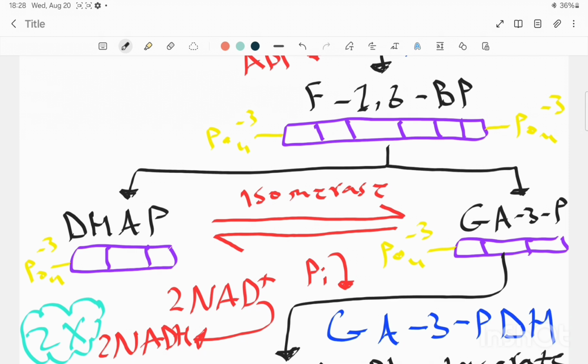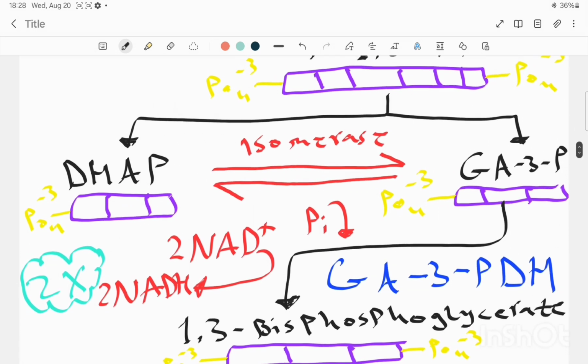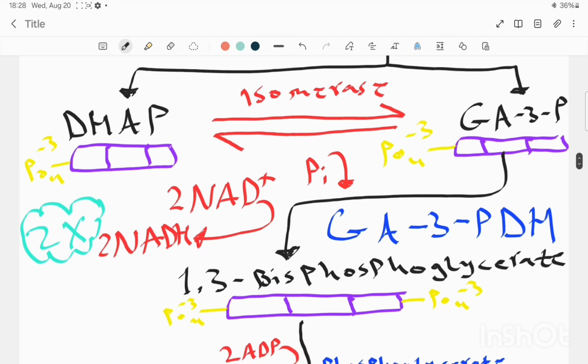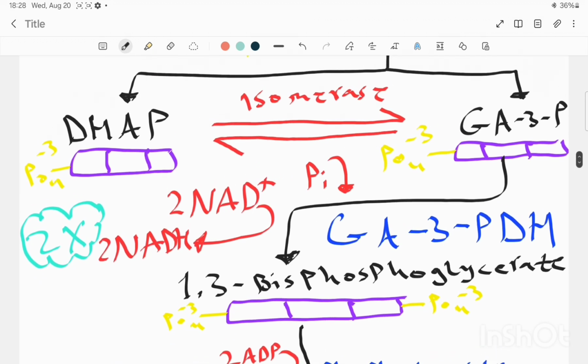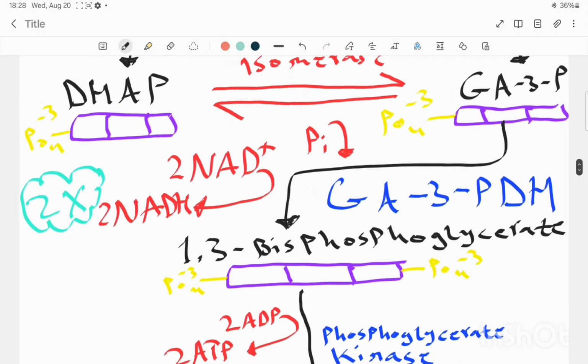Each molecule of glyceraldehyde 3-phosphate is oxidized by the enzyme glyceraldehyde 3-phosphate dehydrogenase into 1,3-bisphosphoglycerate. During this reaction, NAD is reduced to its reduced form, NADH. Since there are two molecules of glyceraldehyde 3-phosphate, we gain two molecules of NADH. And we add one phosphate group. So now we have two phosphate groups in 1,3-bisphosphoglycerate.